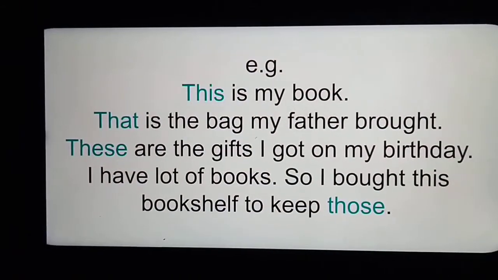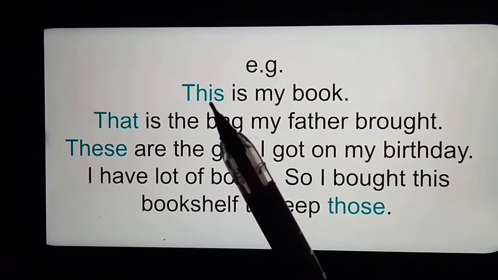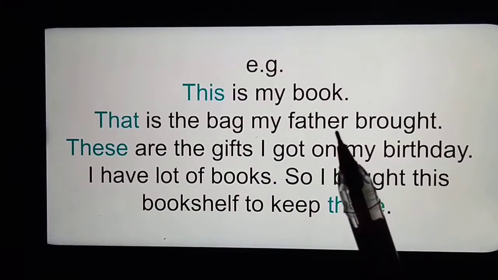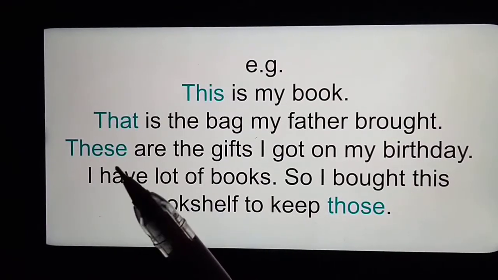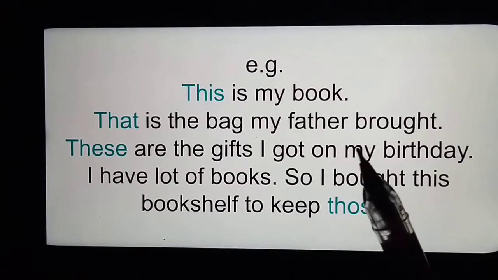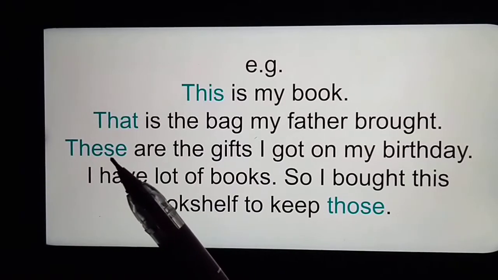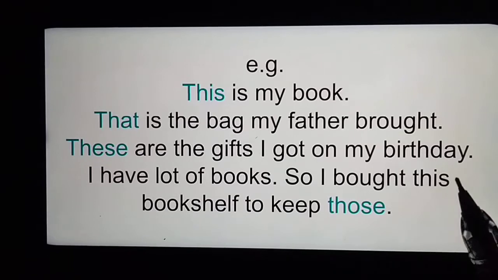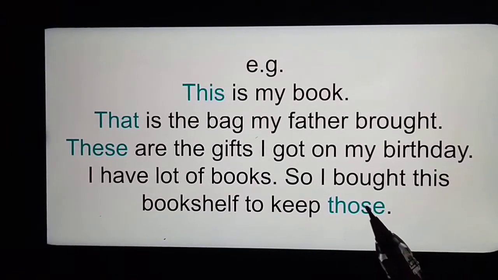For example, this is my book. So here this is a demonstrative pronoun. That is the bag my father brought. That is again a demonstrative pronoun. These are the gifts I got on my birthday. So again these is a demonstrative pronoun. I have a lot of books. So I bought this bookshelf to keep those. Now here those is again a demonstrative pronoun.